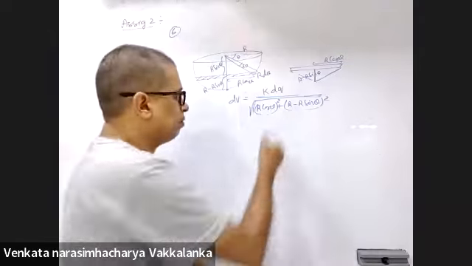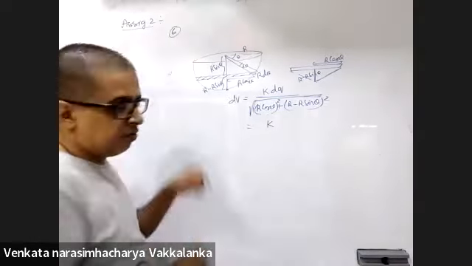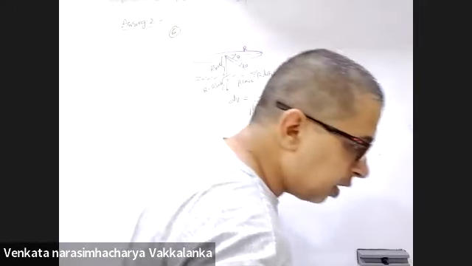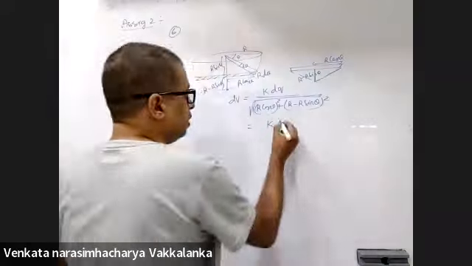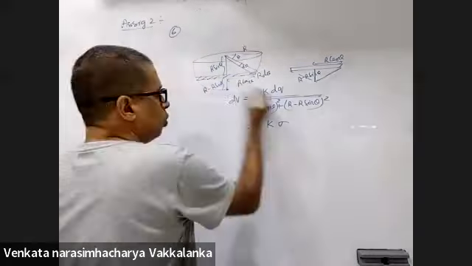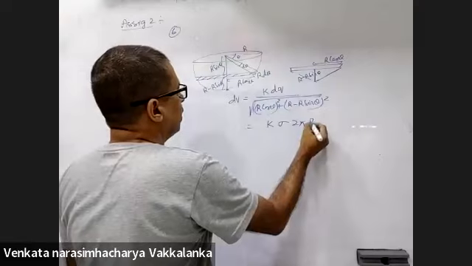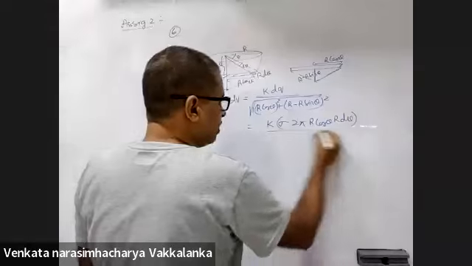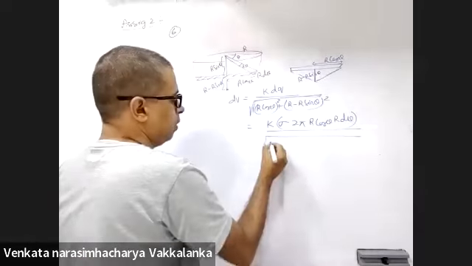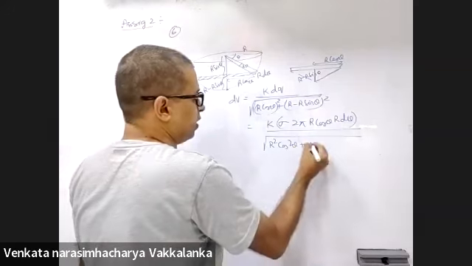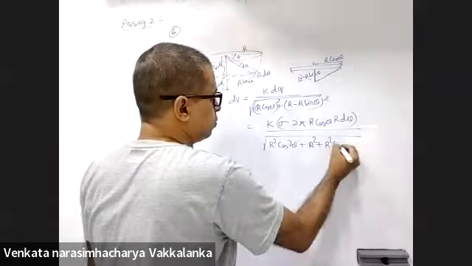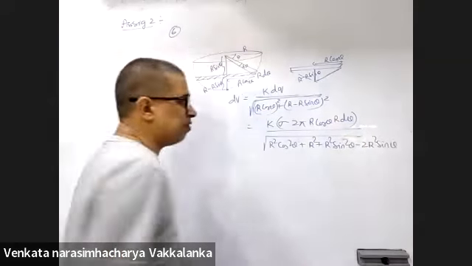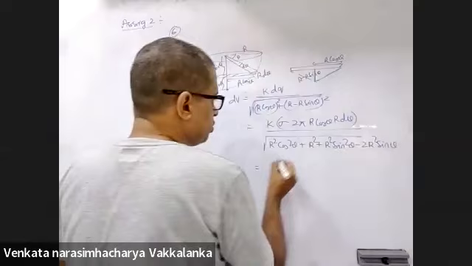Yes, sir. Simplification of this. First substitute for dq. How do I substitute? Sigma is given. Sigma into 2 pi r cos theta into r d theta. Is this simplification correct? Yes. R square cos square theta plus r square sin square theta minus 2r square sin theta. What have I done? Opened up a minus b whole square.